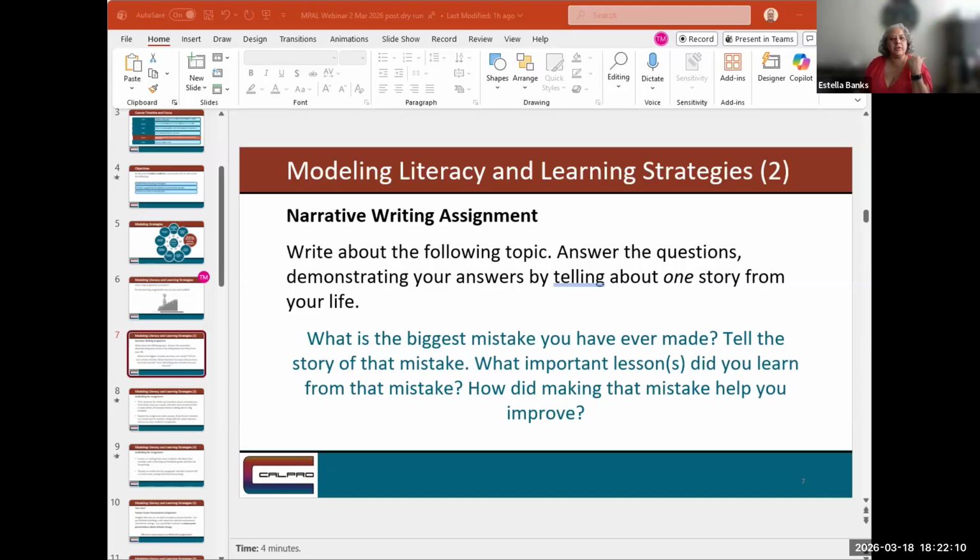Okay. Because one of the groups I checked in on was almost done. So the size of the room is good.